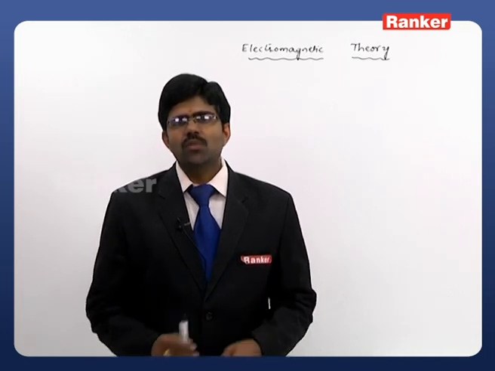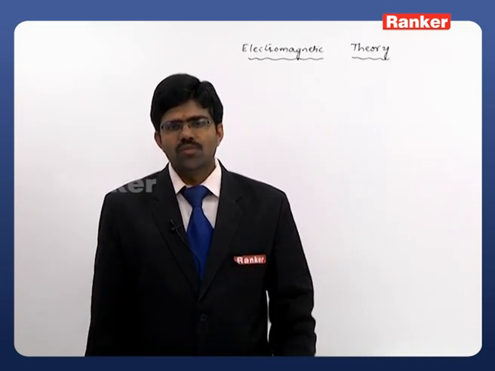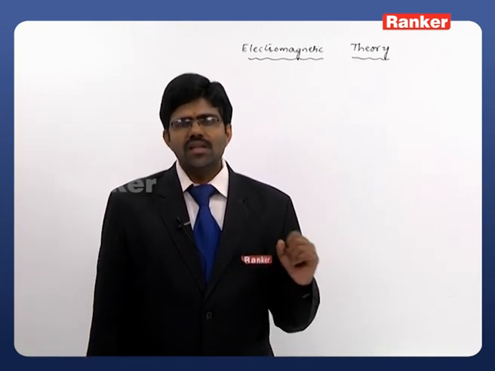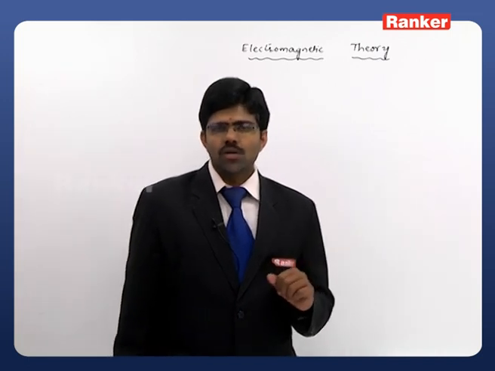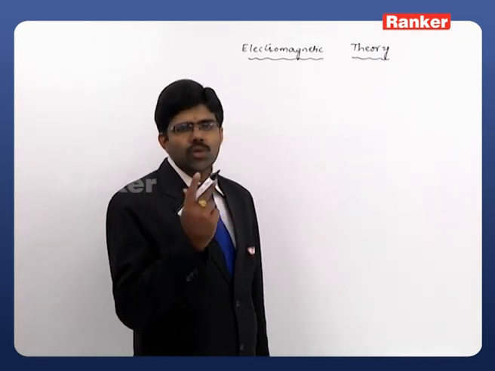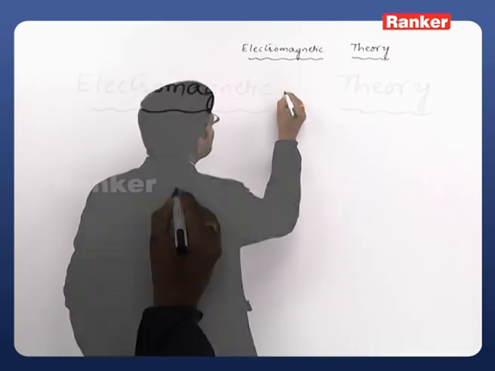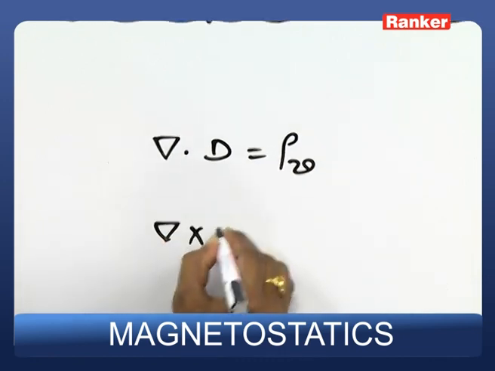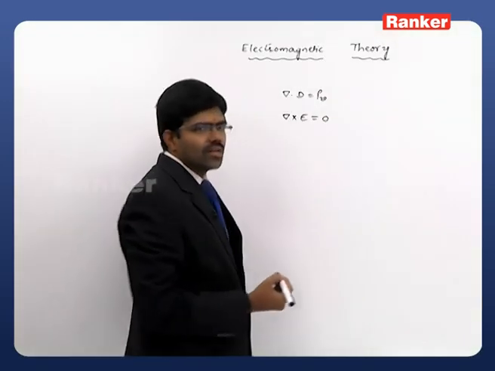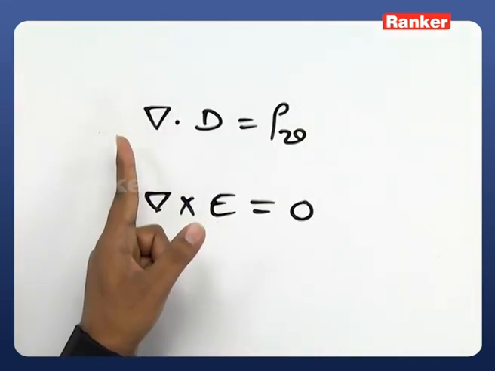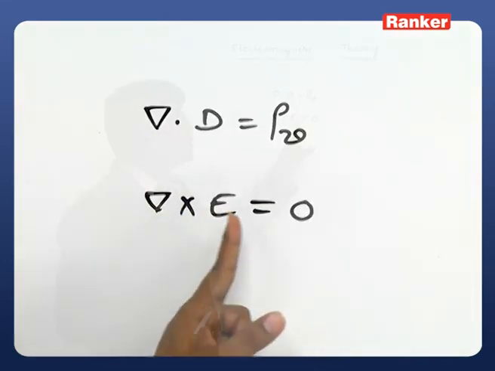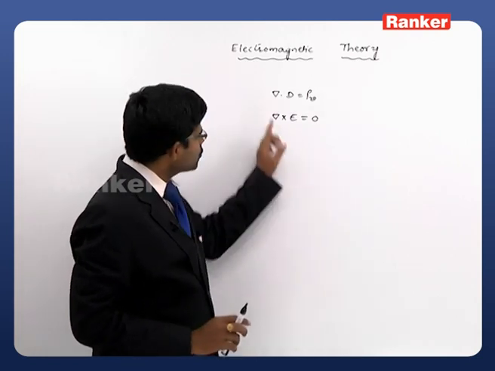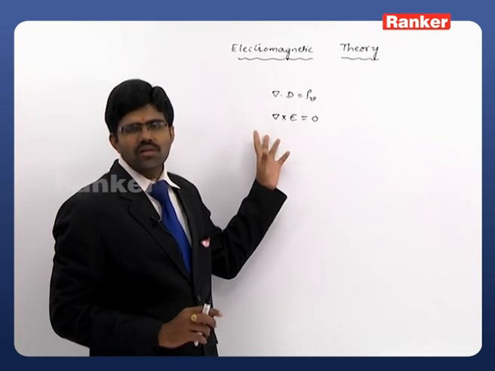Since Maxwell's equations are very important for understanding wave propagation phenomena, we need to observe how these equations were derived. Before that, recollect the Maxwell's equations we got in electrostatics. In electrostatics, we got two important equations: del dot D is equals to rho V, which was derived using Gauss law, and del cross E is equals to 0, which we derived from the concept of potential. These two are written in point form or differential form.